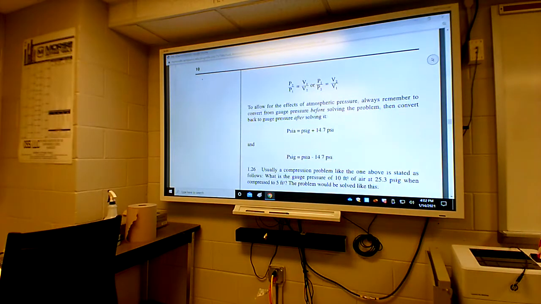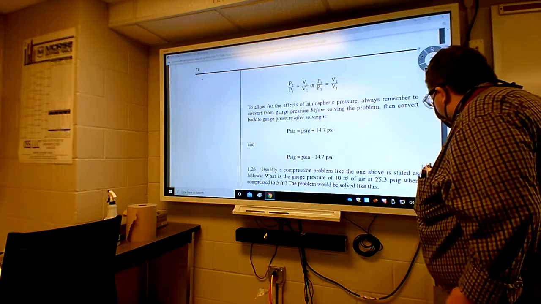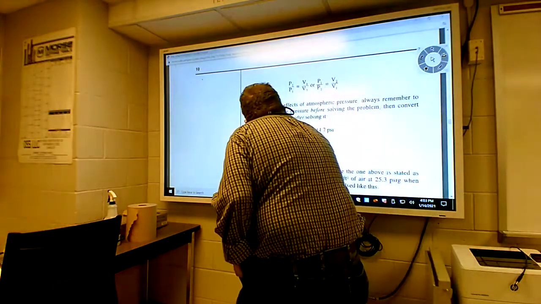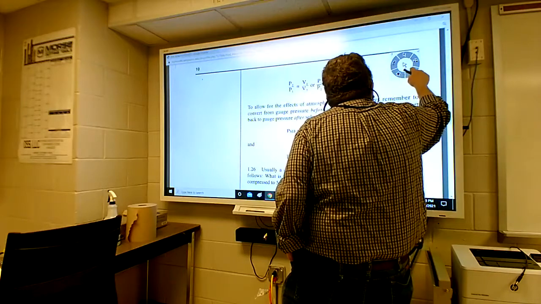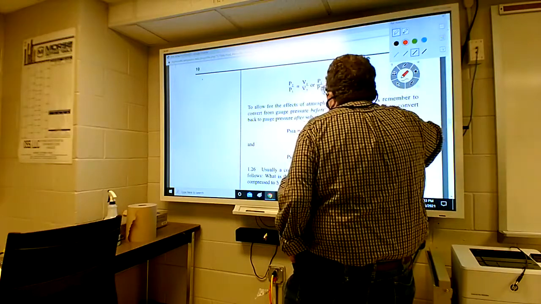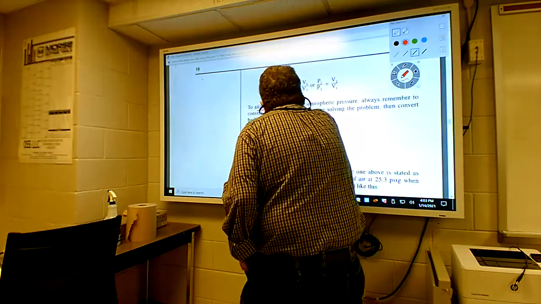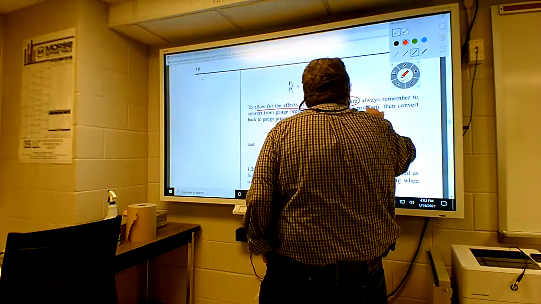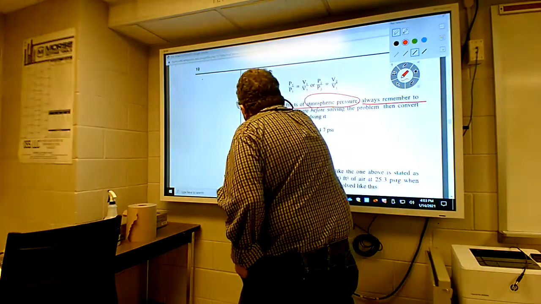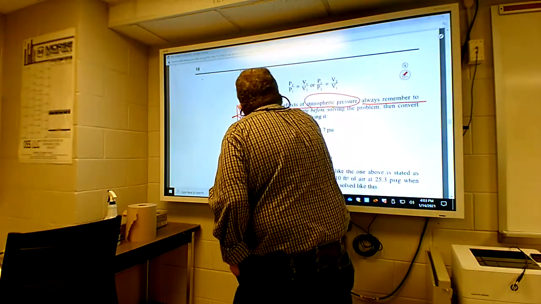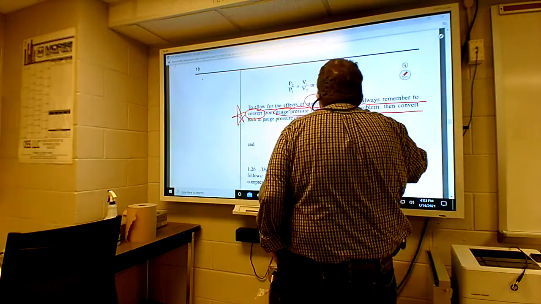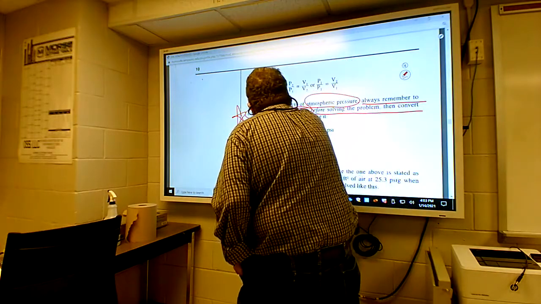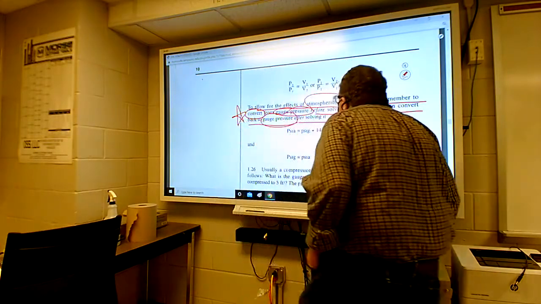And to allow for the effects of atmospheric pressure, this is important. This is something that you have to remember when you're doing calculations right here. So make a note in your book. To allow for the effects of atmospheric pressure, always remember to convert gauge pressure to absolute pressure before solving the problem, and then convert back to gauge pressure after solving it.